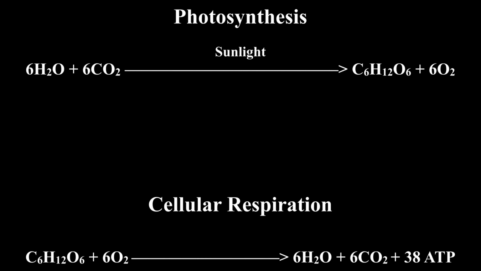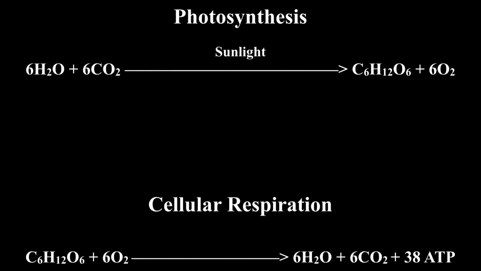Photosynthesis is an anabolic process in which photosynthetic organisms convert water and carbon dioxide, along with sunlight, into sugar and oxygen gas. The chemical formula for photosynthesis is 6H2O plus 6CO2 yields, using sunlight, C6H12O6 plus 6O2.